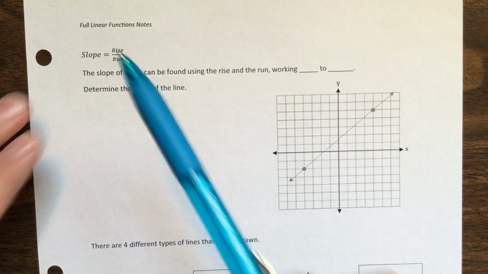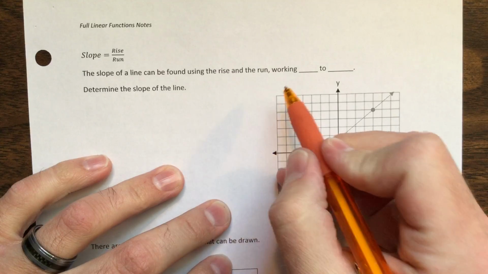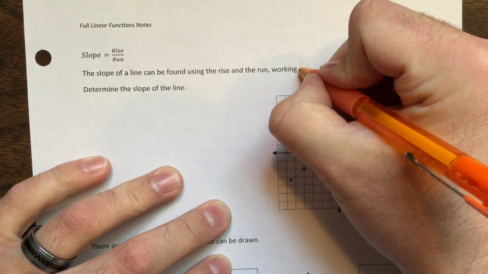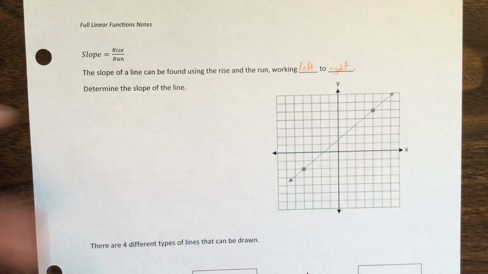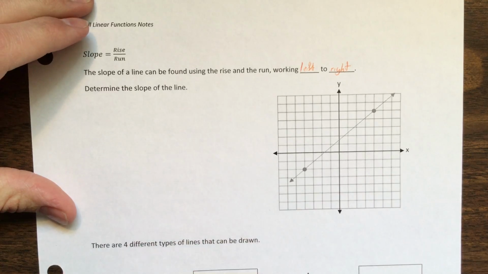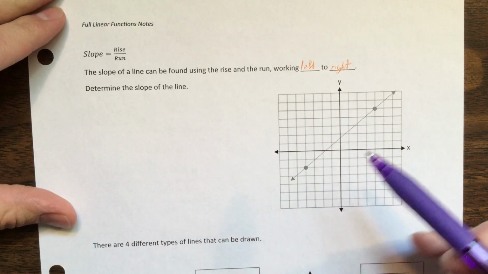So the slope of a line is rise over run. And the slope of a line can be found using the rise and the run, always working left to right. Okay, we always want to work left to right. Now you can work right to left as well, but I'm going to always work left to right.